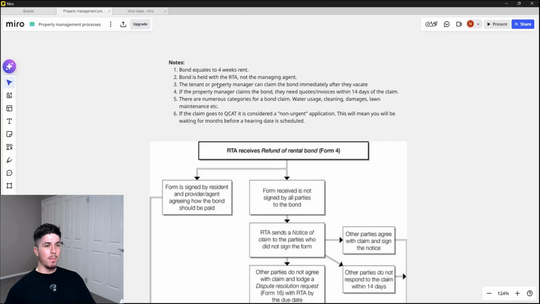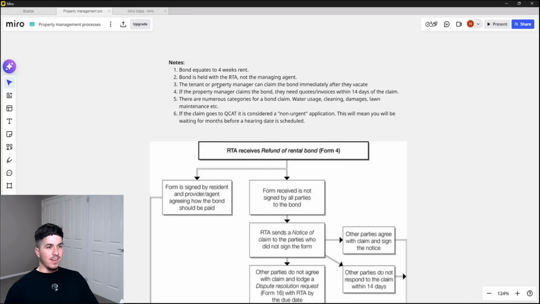The tenant or the property manager can claim the bond immediately after they vacate, which means if you vacated on the 3rd of May, you can claim it immediately after you vacate and get in early, which you may have to do depending on the circumstance. I try to avoid that and leave the bond till last and sort out anything with the tenant, providing they are reasonable and happy to work with us to come to a conclusion, and then we finalise the bond after that.